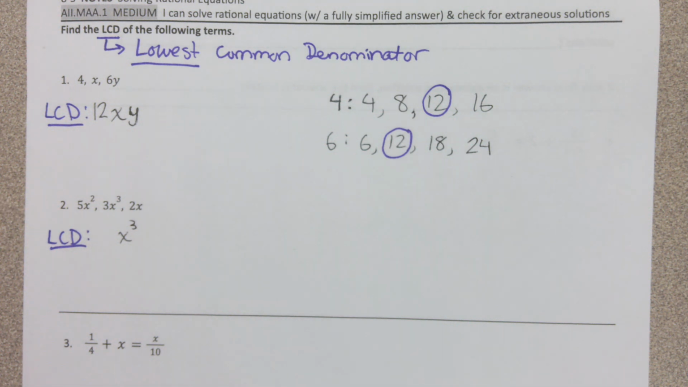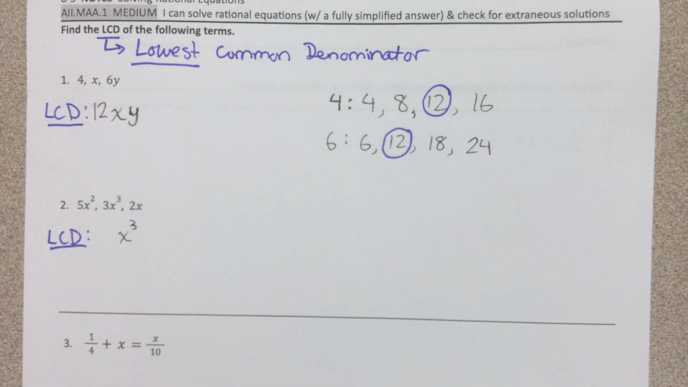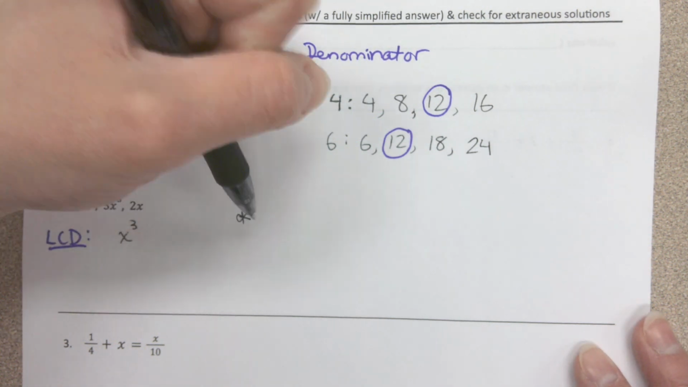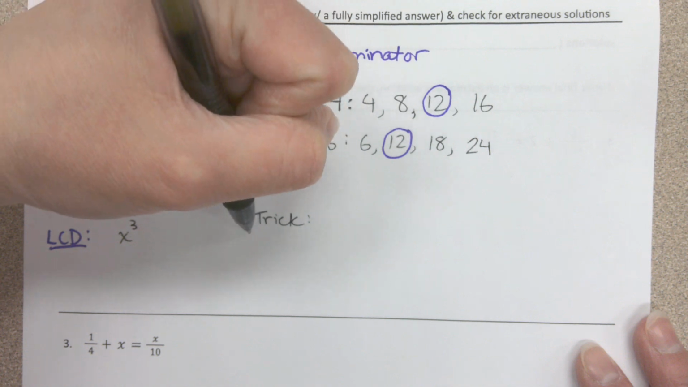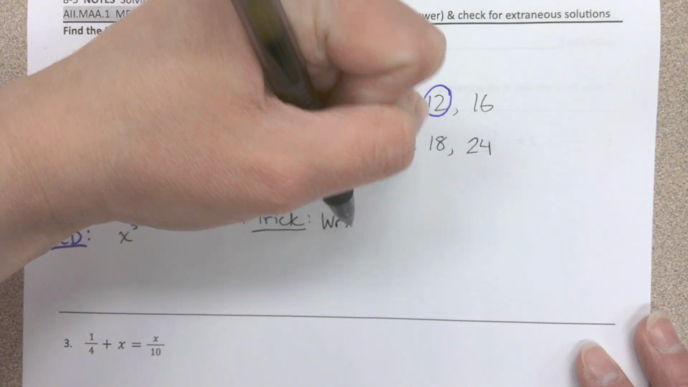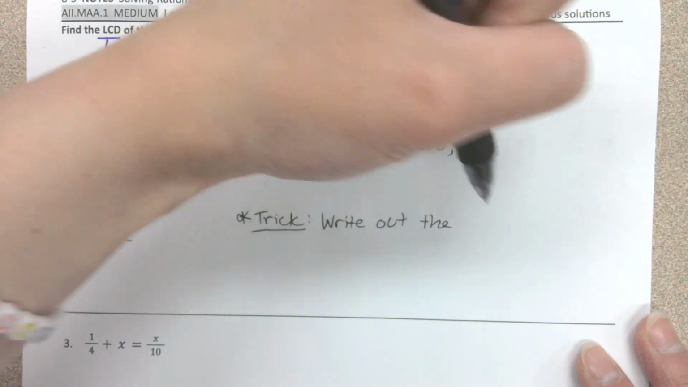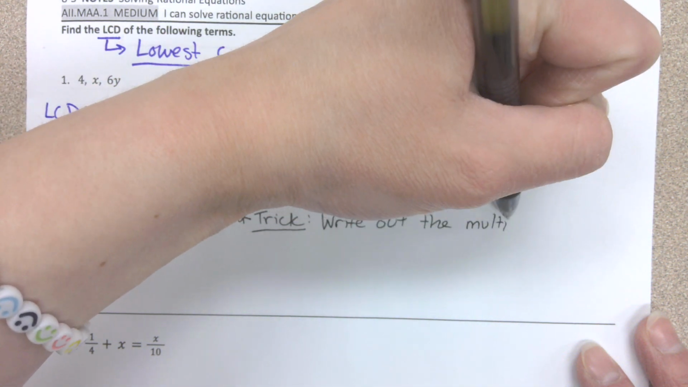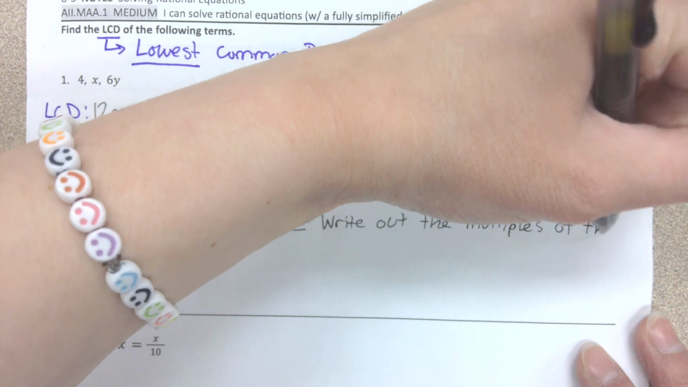All right, numbers. When you have 3 numbers to work with, that complicates the process a bit more. You'd have to write out 3 separate lists. So let me show you a little bit of a shortcut that'll save you some time. So I'll just call this a little trick. Write out the multiples of the largest number.